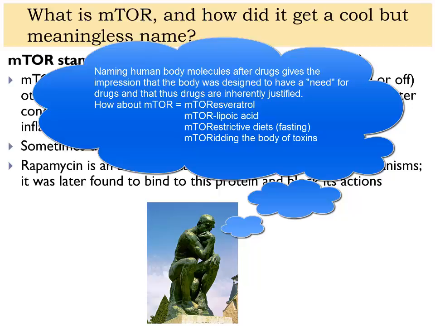This, like I said, it's kind of a cool name, but it's also pretty meaningless. Mammalian is obviously implied by the fact that we're treating humans. Mechanistic, all targets are mechanisms, so that's redundant. Target is okay. Usually small words like "of" would not be included within an acronym, so that's not needed there. And again, the R could stand for rapamycin, it could stand for R-lipoic acid, it could stand for resveratrol, it could stand for restrictive diets because fasting also helps to block mTOR's action, and it could also stand for, as I mentioned before, kind of like detoxification, or in this case, ridding the body of toxic chemicals.